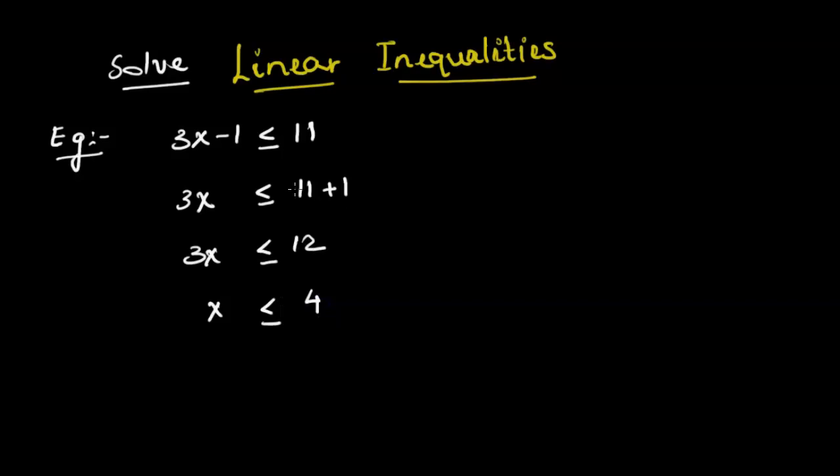If we are asked to represent the solution on a number line, because x is not just equal to 4, x is any value that is less than or equal to 4. So if this is 0 on the number line and this is 4, we mark 4 with a solid circle, and we represent everything less than 4 with the help of an arrow. This gives us the solution for the linear inequality.